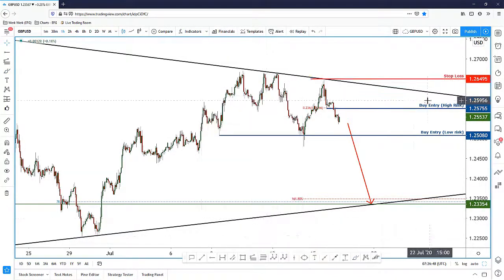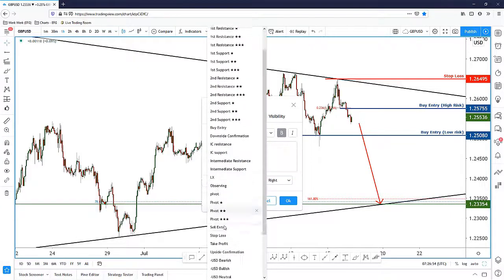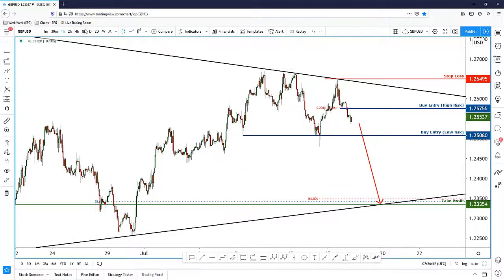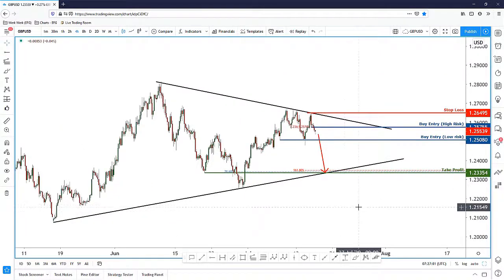Okay, so now we have a stop loss, the high risk entry and a low risk entry. We have, of course, our take profit over here. Okay, this is very simple and straightforward. I'll zoom back out to 4 hours just to show you guys how nice this idea is.